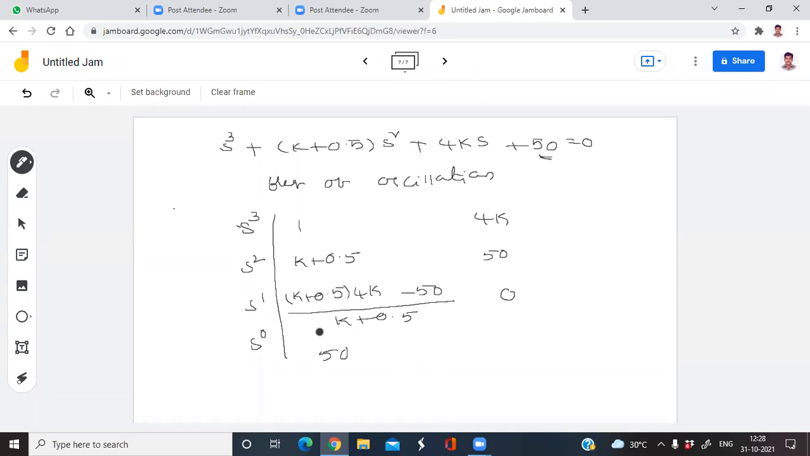Now this is the Routh array. Simple. So power is only 3. Now s power 3, s power 2, s power 1, s power 0. Routh array is simple.